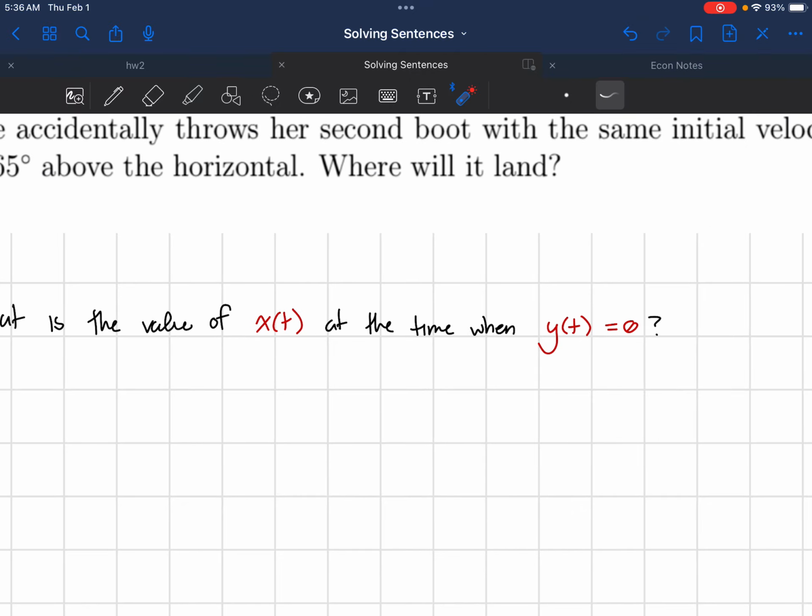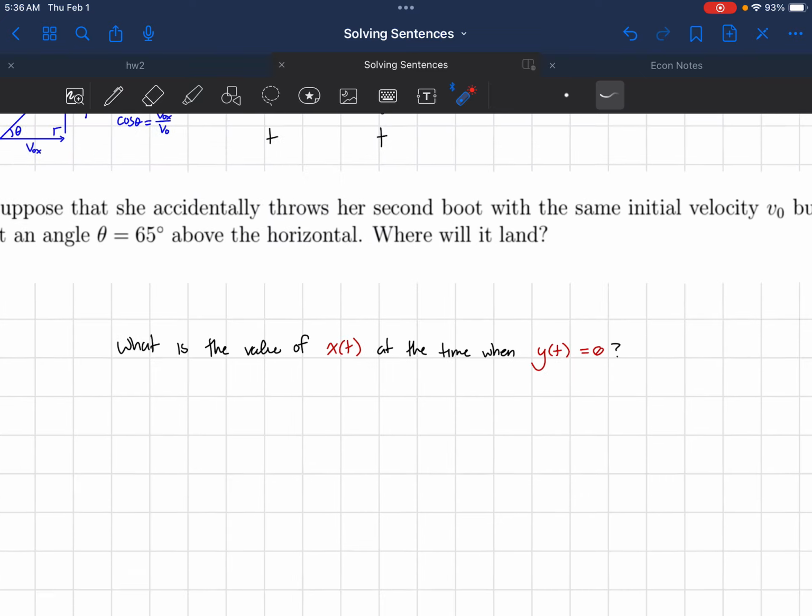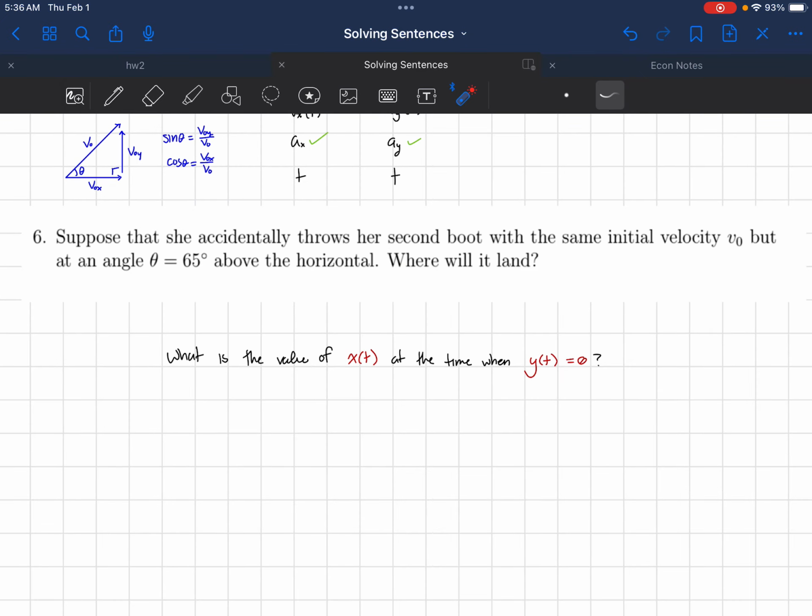So again, I want to find my position, or where it lands. So when we're breaking up our question like that, we're thinking, what am I solving for? How do I define where something is? And how do I define that it has landed?